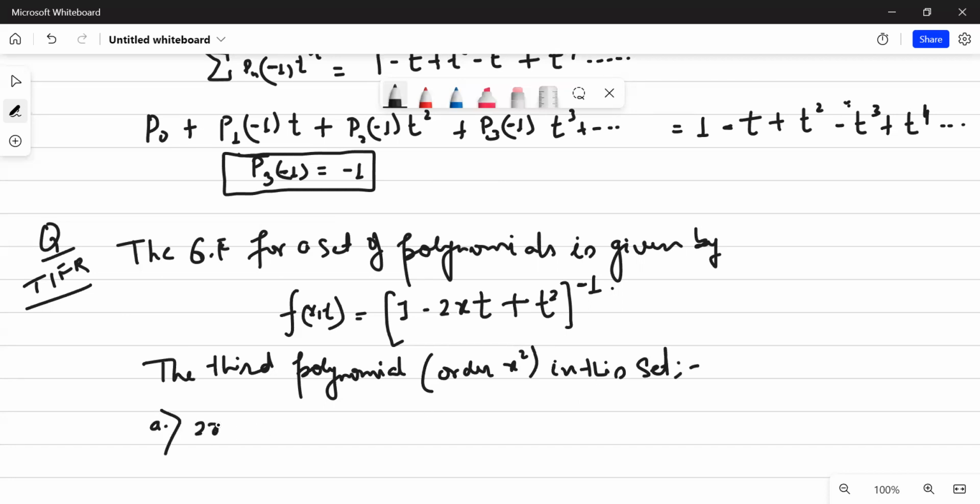Option A is 2x square plus 1. Option B is 4x square plus 1. Option C is 2x square minus x. And option D is 4x square minus 1. Okay, so these are the four options, and one needs to find which of these would be the third polynomial. Okay, so this is what we have to do. So generating function for a set of polynomials, I think this is an easy question again.